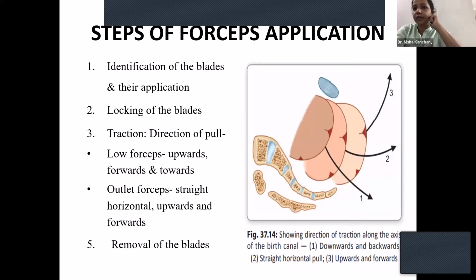Okay. Now outlet forceps, the head is at a much lower level. So you just follow 2 and 3. You don't have to do 1. You pull it horizontally till you can see the crowning of the head. Once crowning is seen, you're supposed to deliver the head by extension. So pull it upwards. After that, remove the blade.